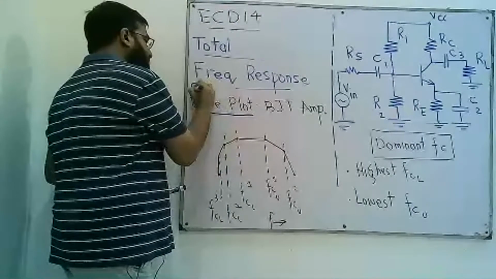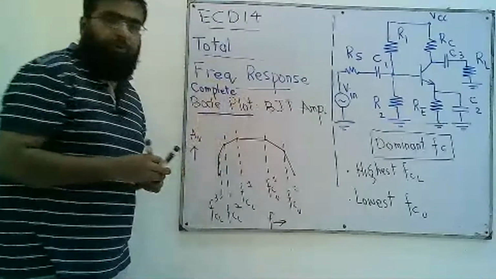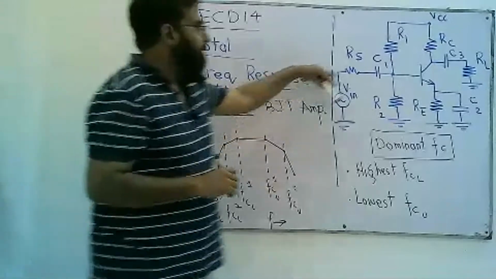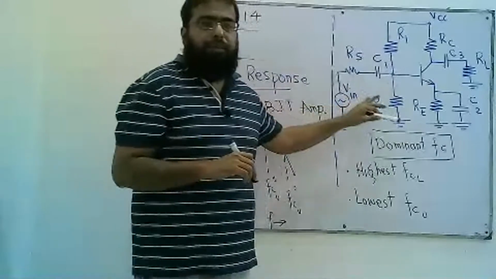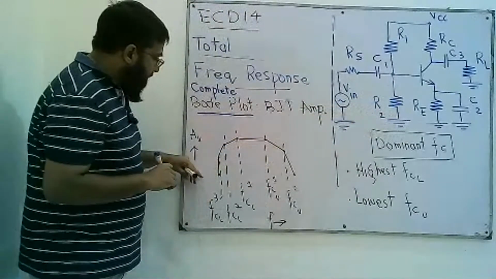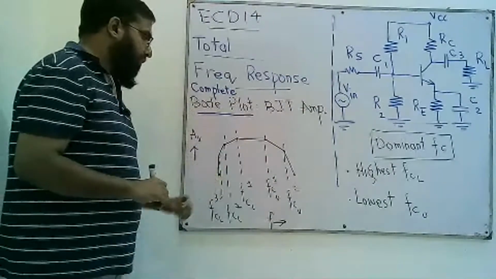This is the complete Bode plot for a BJT amplifier like this. This is a common emitter amplifier. It's a complete BJT amplifier. Today we have drawn in this figure the complete Bode plot for the amplifier.